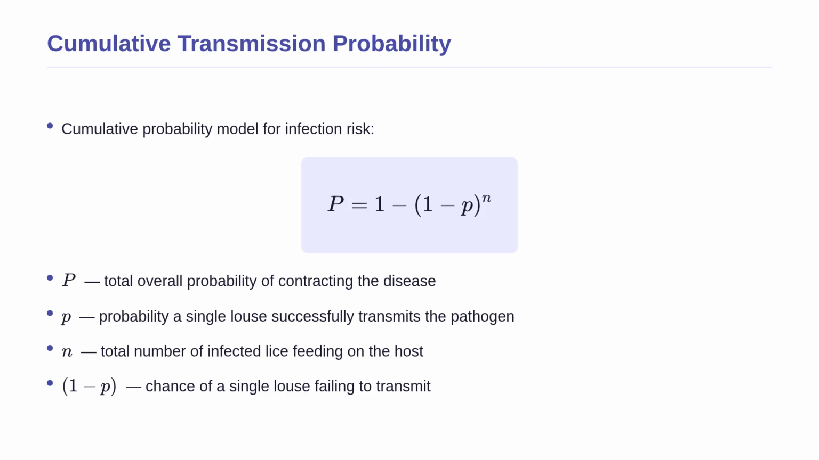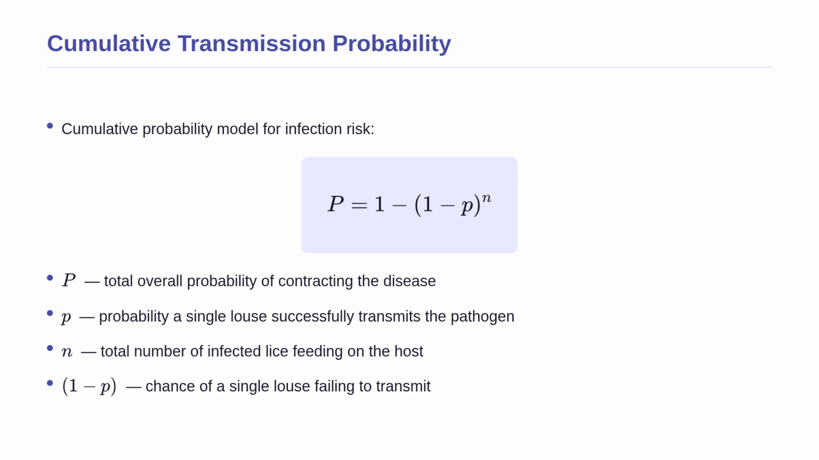To quantify this infection risk, we rely on a specific cumulative probability model. Just because a person is bitten does not mean they automatically get sick. The formula is P equals 1 minus the quantity 1 minus p raised to the power of n. Here, capital P is the total overall probability that the human host will contract the disease. Lowercase p represents the probability that a single infected louse successfully transmits the pathogen during one feeding. The variable n is the total number of infected lice on the host.